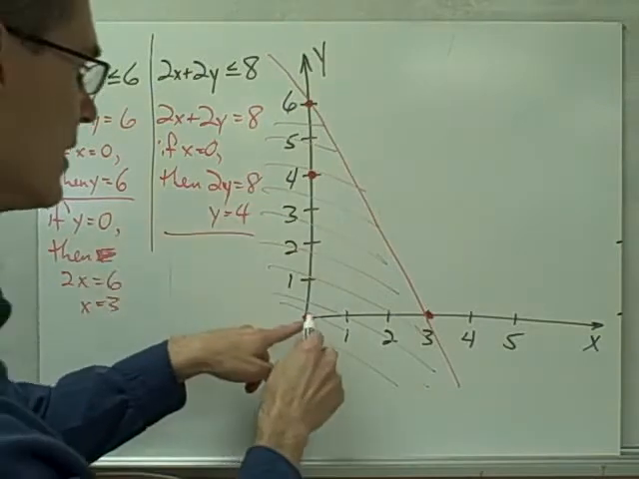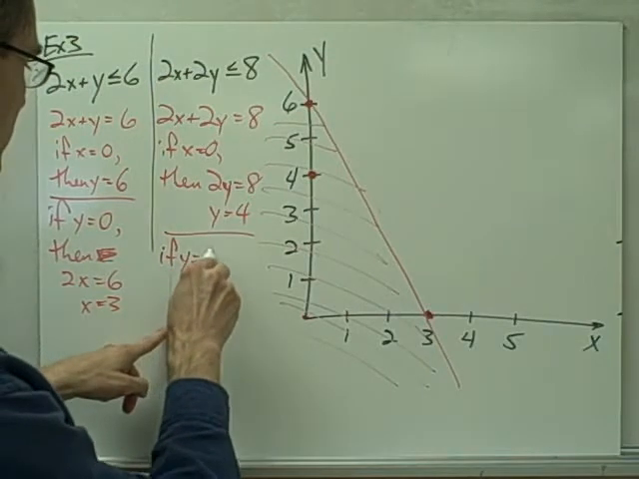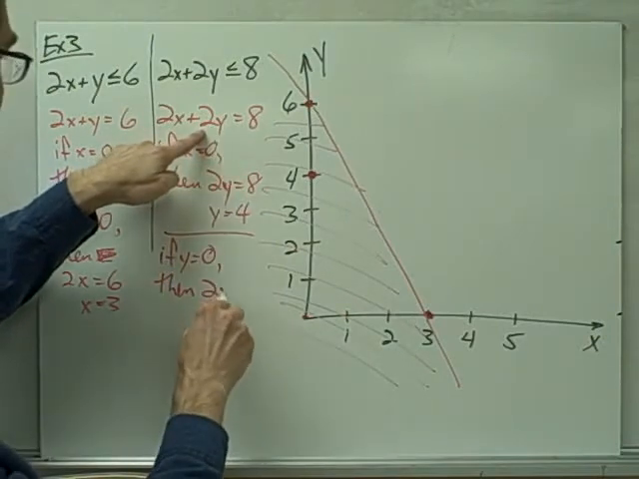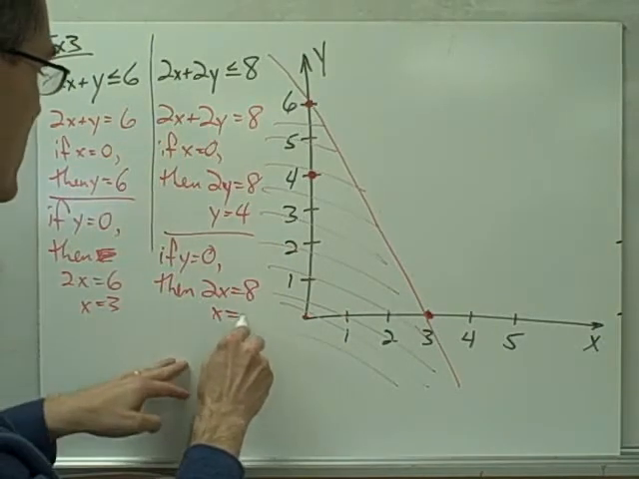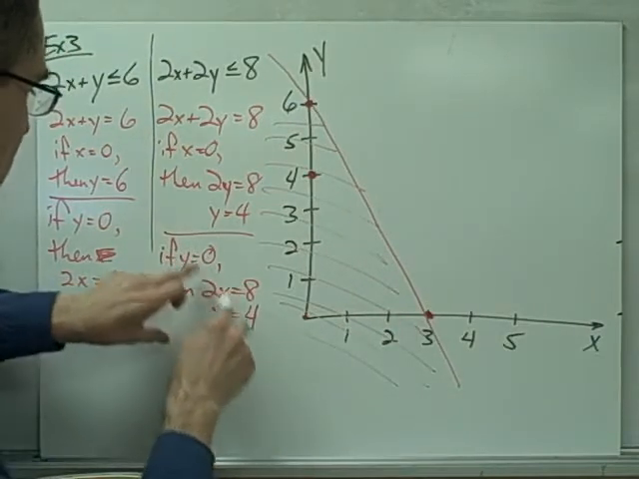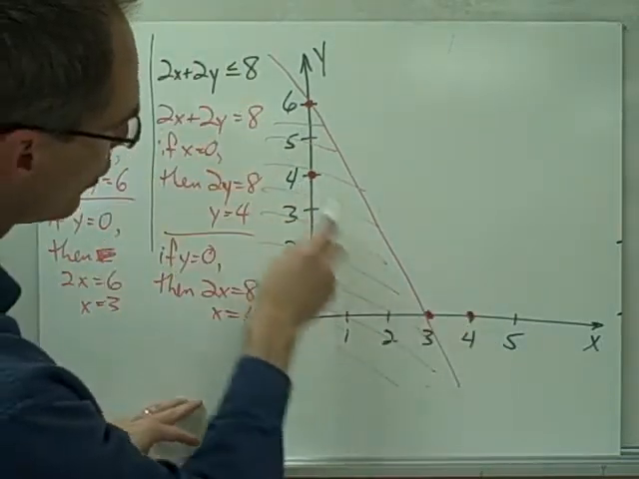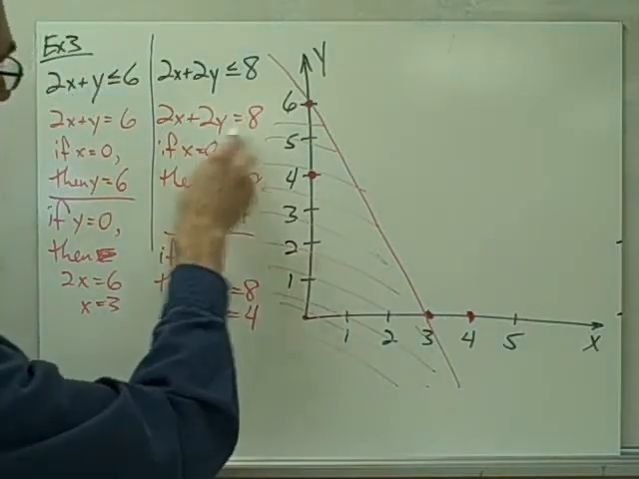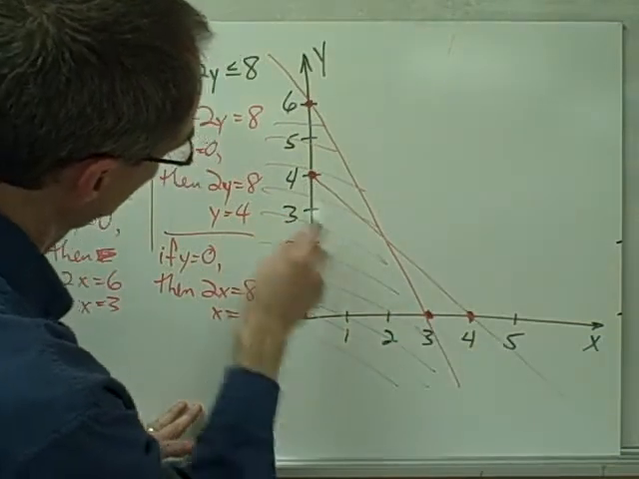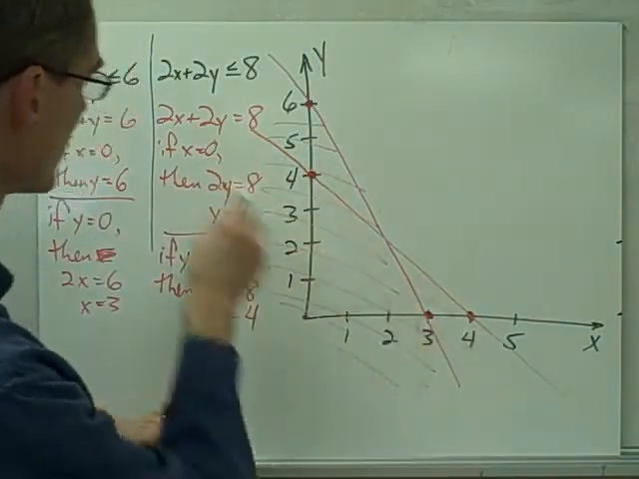Now let me do the same thing to find my x-intercept. I want to let y equal 0. So if y equals 0, then I have 2x equals 8 and x equals 4. So here are the coordinates for my x-intercept. X is 4, y is 0. That's this point right here. So now I have these 2 points on this line, and I can connect these 2 points together. And I've just graphed the equation of this line.